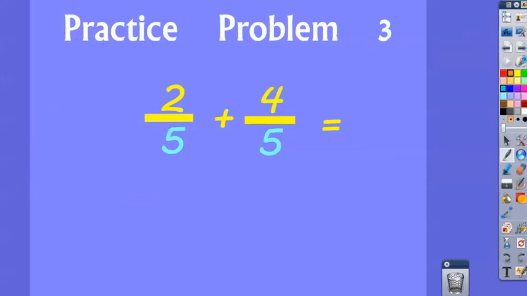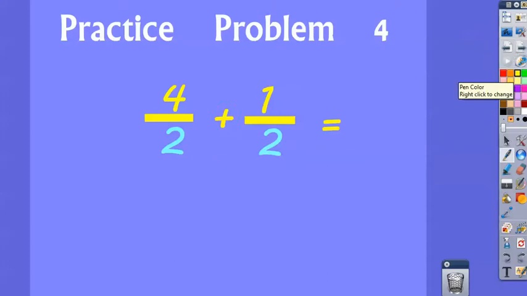Let's do some more practice problems. First thing, check my denominators are the same, and I'm going to be adding them. So I add my numerator. 2 plus 4 is 6, and I keep my denominator the same. That is the key point right here, if you've got like denominators, they stay the same.